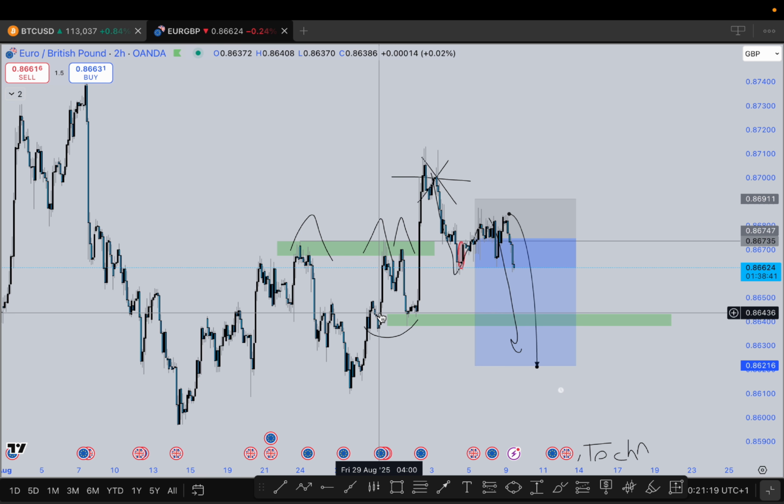Now, from a fundamental perspective, why do my Euro GBP fundamentals actually support my sell? I already told you that I am bearish on the euro because of the Prime Minister resigning, and that's what I'm focused on at the moment. So the euro is losing strength, which is good for that sell on Euro GBP.